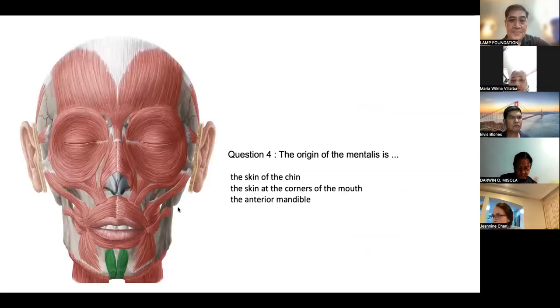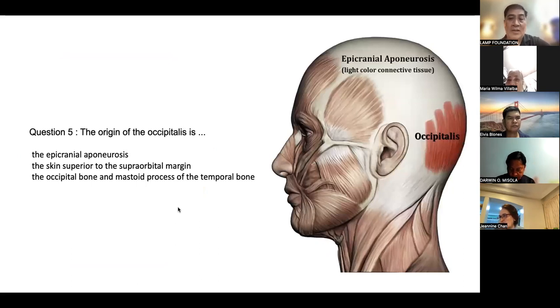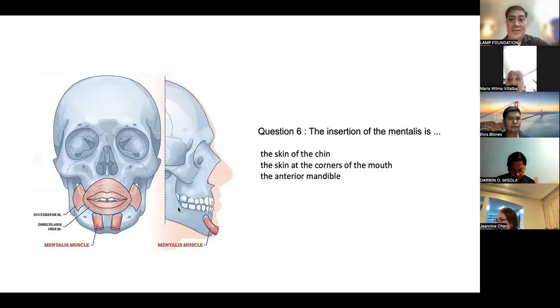Origin of the mentalis. The skin of the chin. No. Mentalis origin. Definitely not the skin at the corners of the mouth. The answer is the anterior mandible. That's the origin of the mentalis. So we need to know the action of the mentalis. Origin of the occipitalis. The occipital bone and mastoid process of the temporal bone. Very good.